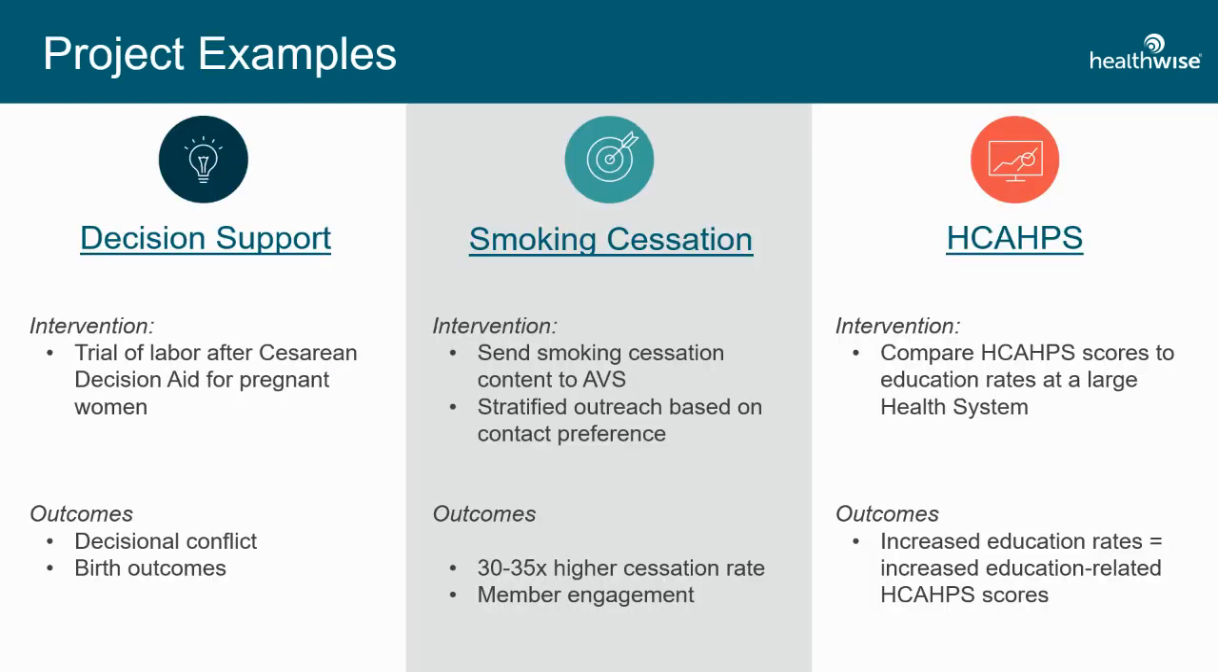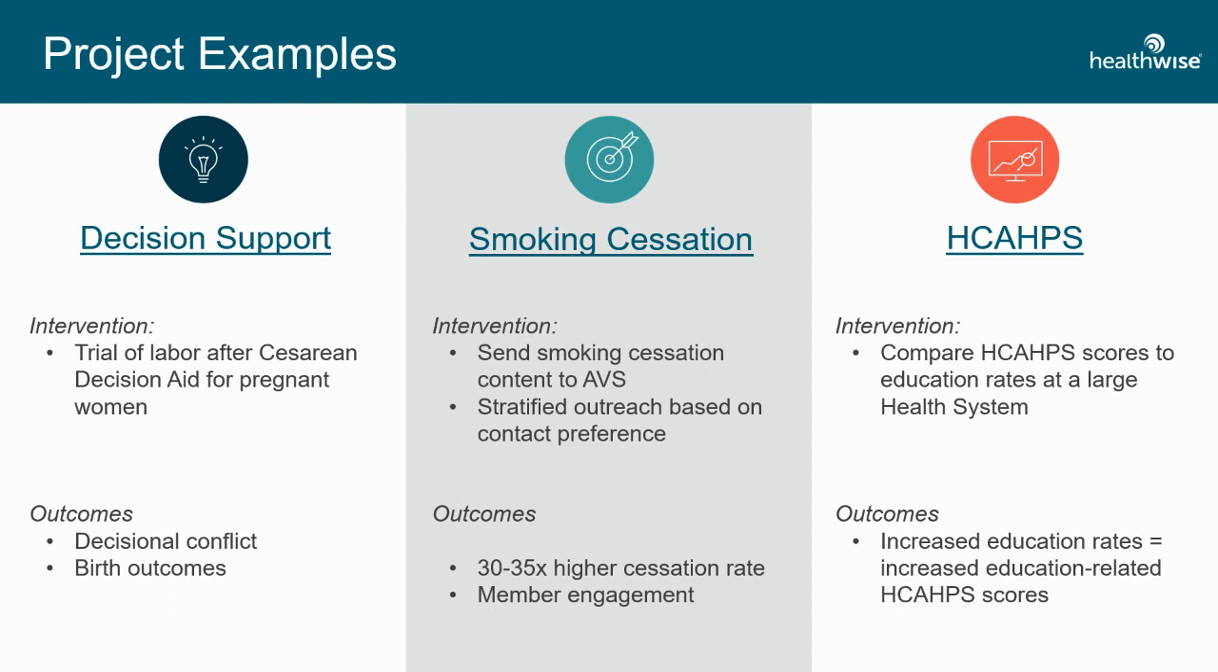So to provide you with just a few project examples that we've worked with folks on in the past, I brought a few different examples here. This is by no means limiting to what we could do. We could really focus on any quality improvement project or any high impact condition that is most important to your organization. In terms of decision support, we work with a lot of researchers and a lot of organizations on decision support for challenging patient decisions.